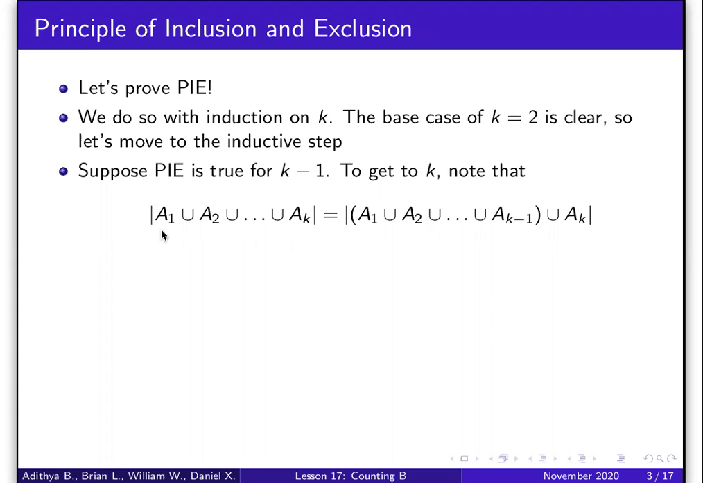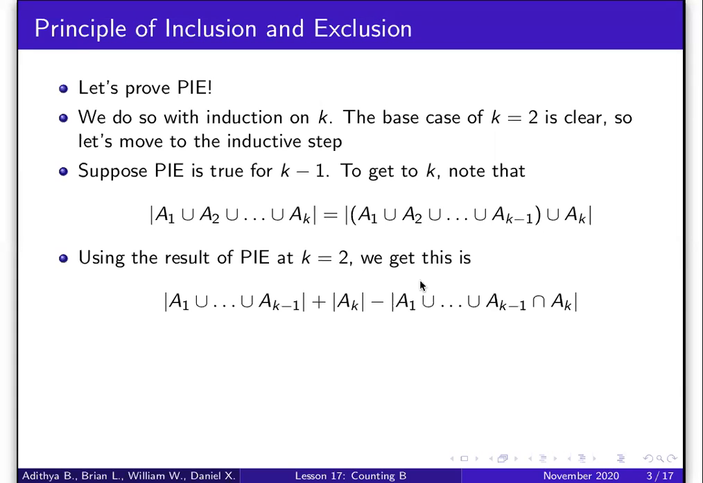So to solve it for k variables, what we're going to do is we have A1 union A2 all the way to union AK. And we're going to break this up into two parts. The first part is the union of the first k minus 1, and then we union the last AK. And then since we have two parts, we can use the base case of k equals 2 to get that this is equal to the magnitude of the union of the first k minus 1 plus the magnitude of AK minus the magnitude of the union of the first k minus 1 intersected with AK.